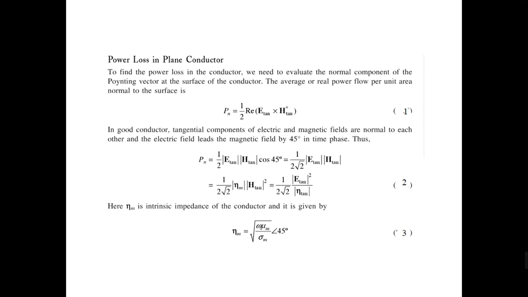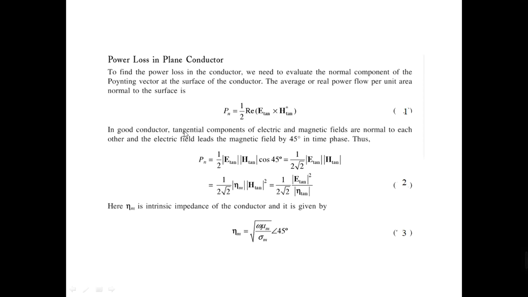So for this, now let us calculate the average or real power flow per unit area normal to the surface. This is the normal component of the Poynting vector, which is written as Pn is equal to half into real value of E cross H, that is, E tangential component of the electric field cross the complex conjugate of the tangential component of the magnetic field.